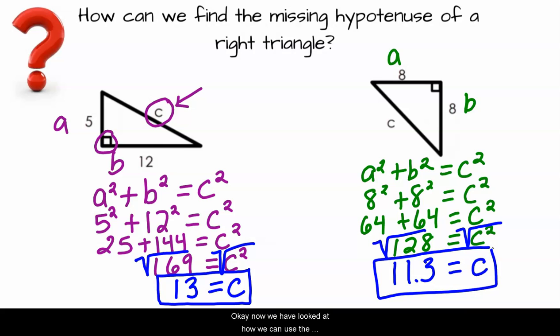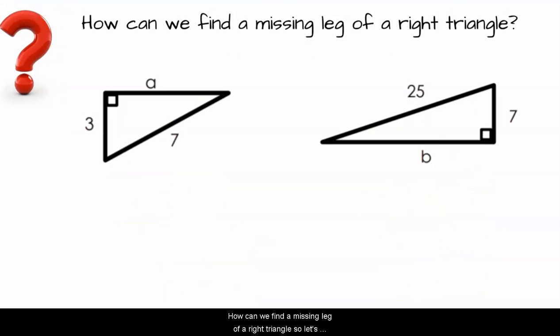Okay, now we have looked at how we can use the Pythagorean theorem to determine if a triangle is right, and we also looked at how we find the missing hypotenuse. The next question that we have is, how can we find a missing leg of a right triangle? So let's say we know the hypotenuse, but we are missing one of the legs. So if you look at our examples here, we're going to do the same thing as we did with the others, and we are going to use our formula.